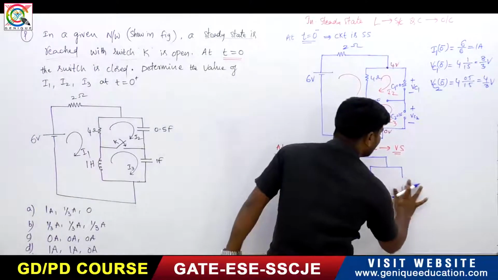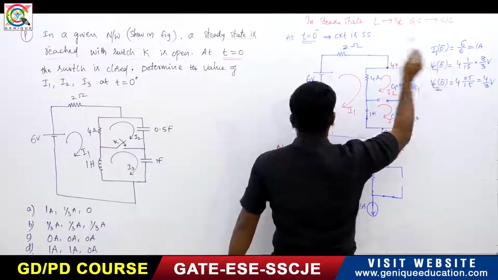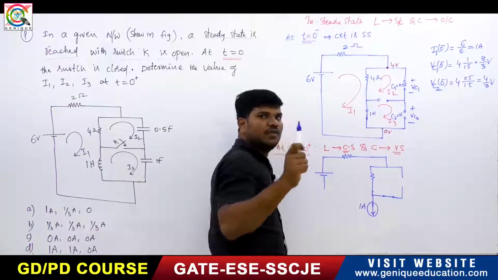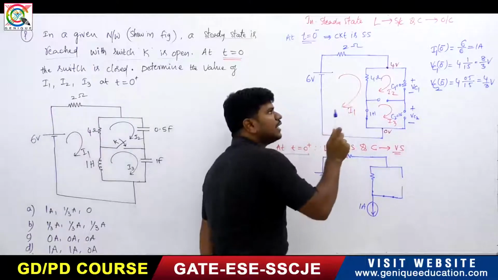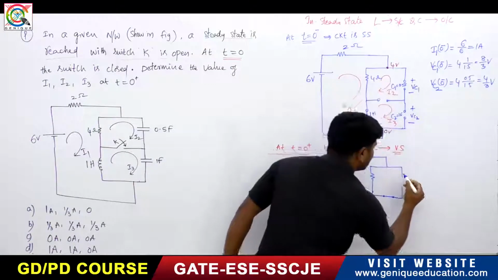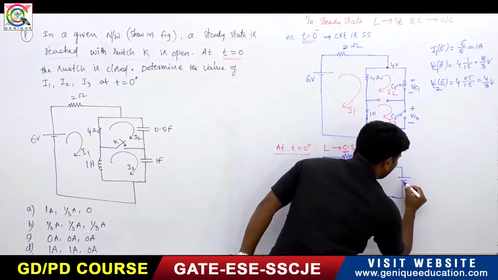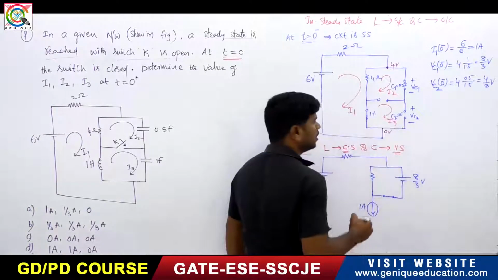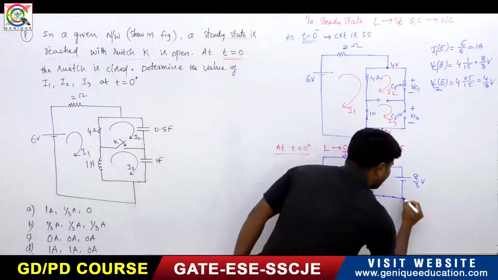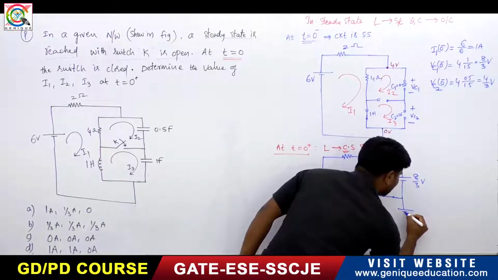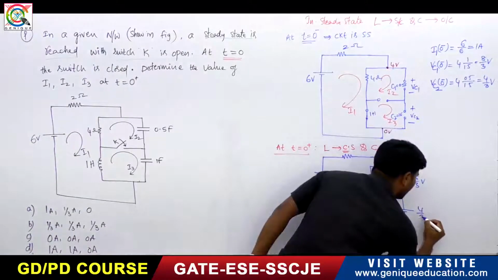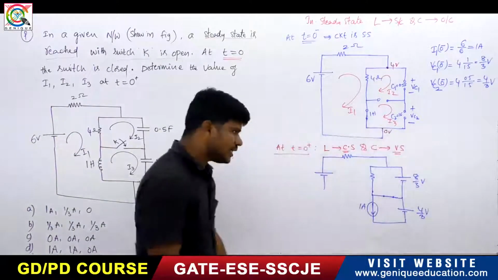Now what about this capacitor? The capacitor acts as a voltage source with what voltage? 8 by 3 volts. So this capacitor acts as one voltage source of 8 by 3 volts. Right? So here, this will be acting as a voltage source of how much? 4 by 3 volts. It is 4 by 3 volts.